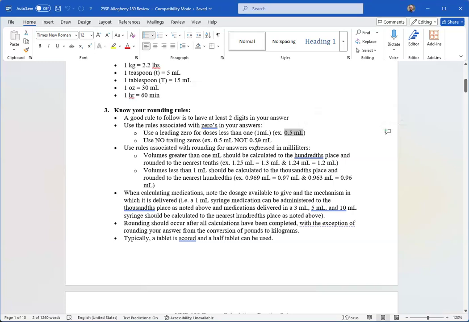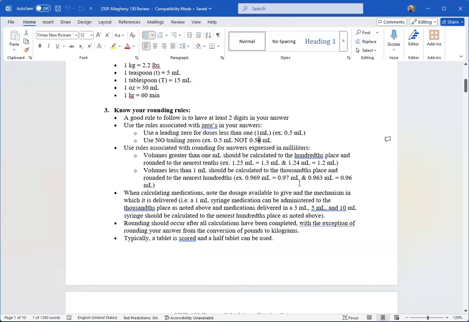What you don't want to have is a trailing or lagging zero, right? So if you find yourself writing 1.50 or 0.50, that is incorrect. You do not want that zero at the end, but you do want the zero at the beginning, in front of the decimal, if it's a number less than 1.